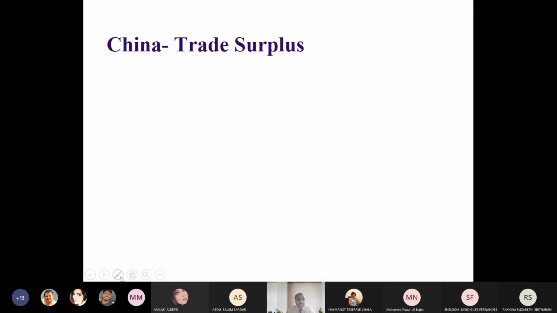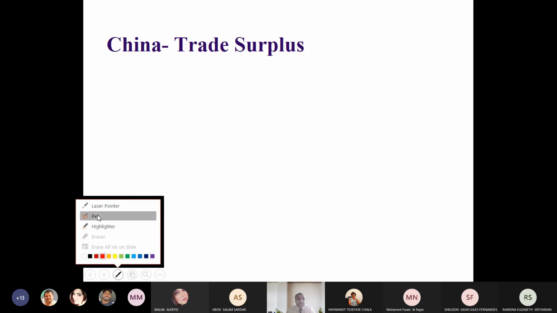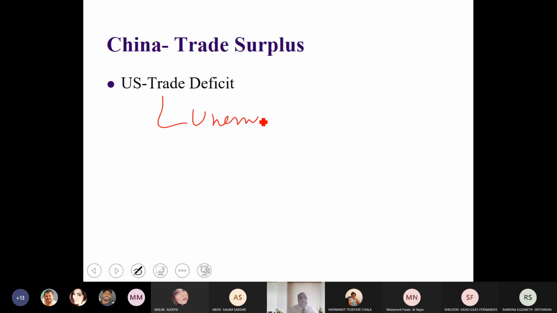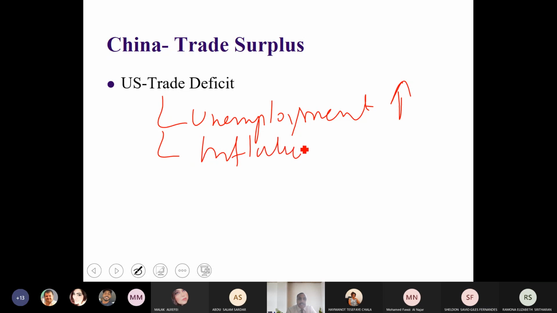What was happening because of this trade surplus in China and trade deficit in the US? In the US, unemployment was on the rise, right? Why? Because they were buying all the goods from China and no production was happening in the US. So unemployment was on the rise, correct? Then, because of less production within the country, inflation was rising. Then, less investment, fine.